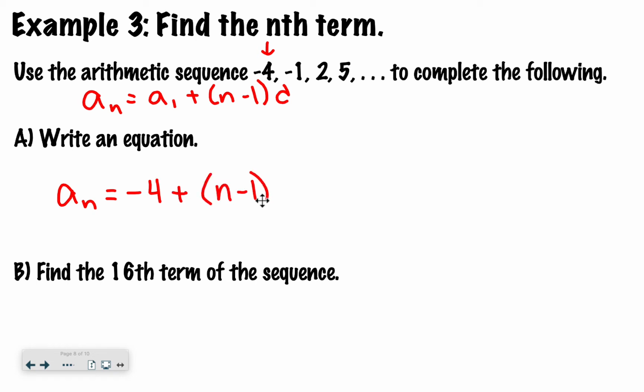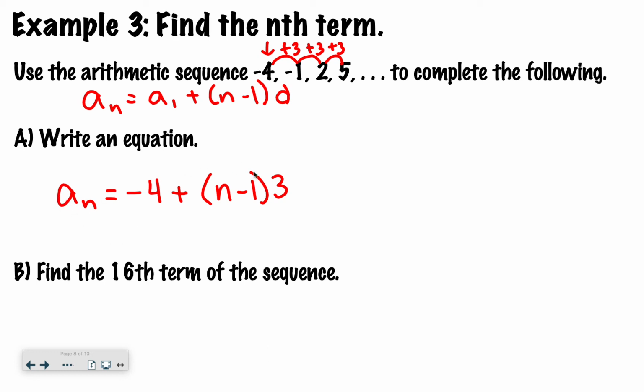Then I say plus, and I do parentheses. n minus 1 always stays in your equation. And then d gets replaced by how this is changing. So to go from -4 to -1, I added 3. To go from -1 to 2, I added 3. From 2 to 5, I added 3. So my common difference is 3. That's what I would put right there after the parentheses.